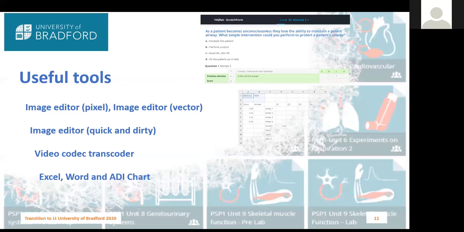As I say, the quick and dirty image editor is quite useful. It stops you spending a lot of time in the larger editors diddling about with all the menus and things that you need to do things. Quick and dirty, really useful.